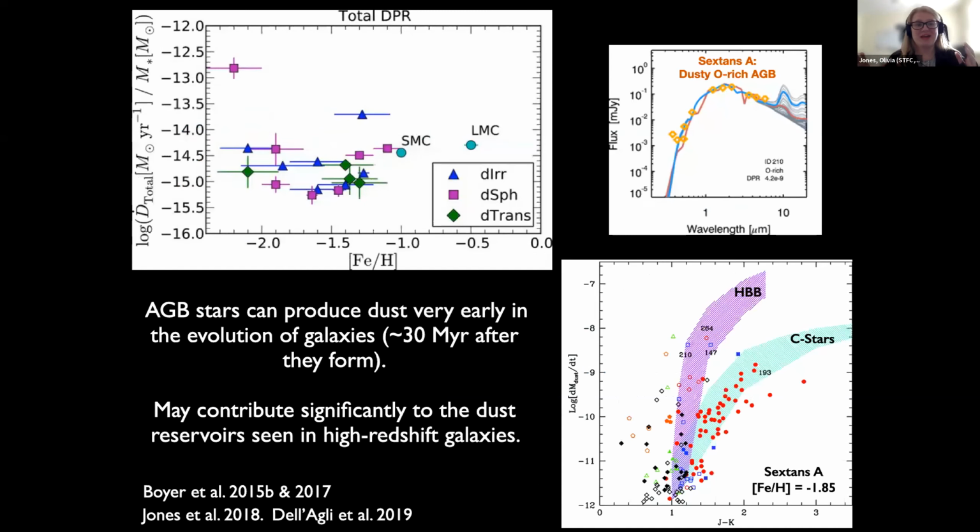Just to confirm then that AGB stars, based on these values, can produce dust very early in the evolution of galaxies. So around, if you're assuming big, massive AGB stars, around 30 mega years after they first form. So this can mean that these evolved stars can contribute significantly to the dust reservoirs seen in high redshift galaxies.